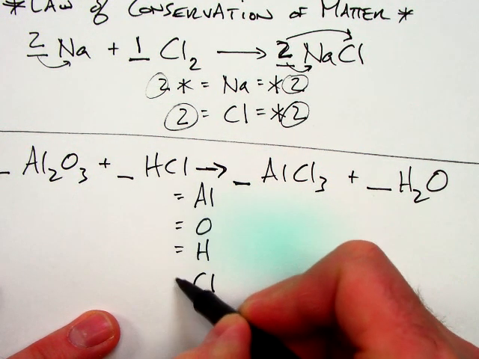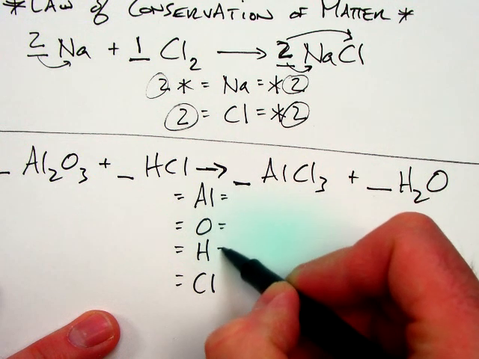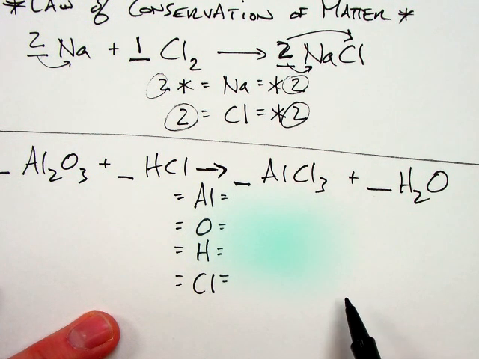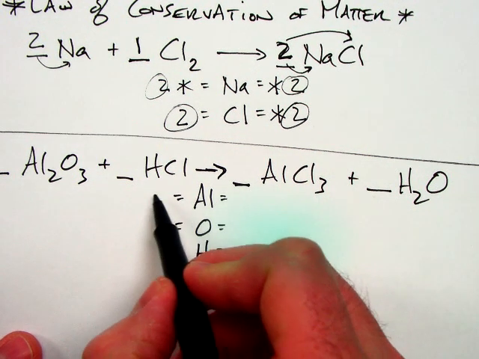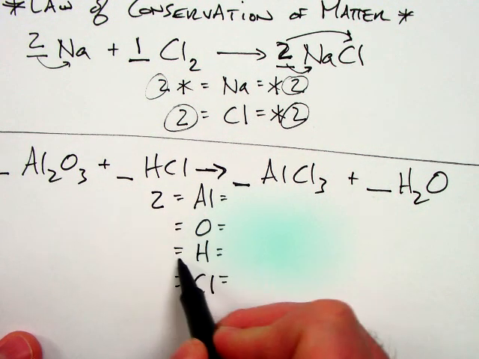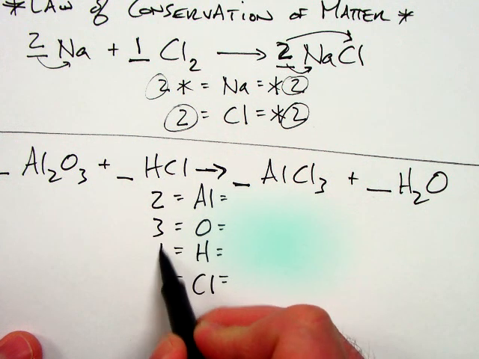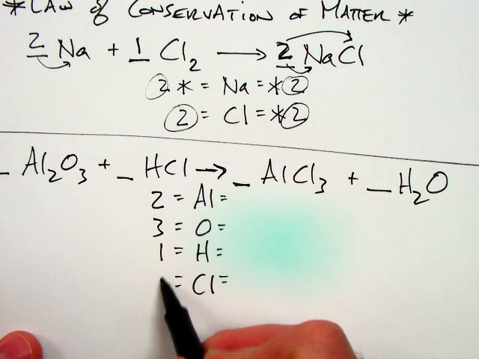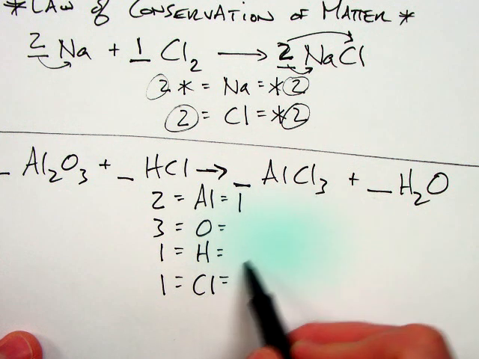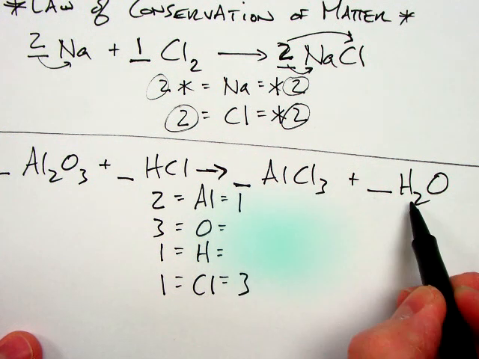And I'm only looking on the one side because I know that you're going to have the same elements on each side. So I'm going to start out by listing how many we have of each. We have 2 Al's, 3 O's, 1 H, and 1 Cl. On the right-hand side, I'll do the same thing. Be careful of putting things in the right spot. 2 H's and 1 O.